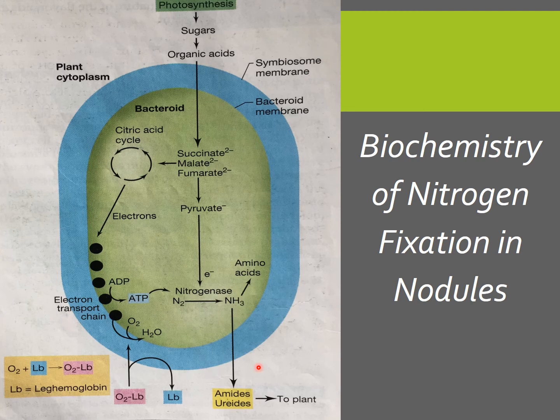Though the bacteroids are able to assimilate some of the ammonia into organic form, the levels of ammonia assimilatory enzymes in the bacteroid are low. So most of the ammonia is transported back into the plant cytoplasm, where through different pathways it is converted into either amides or ureides.